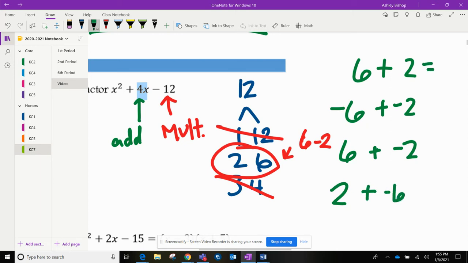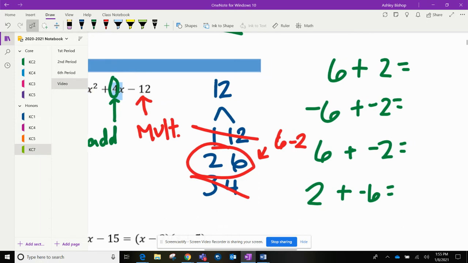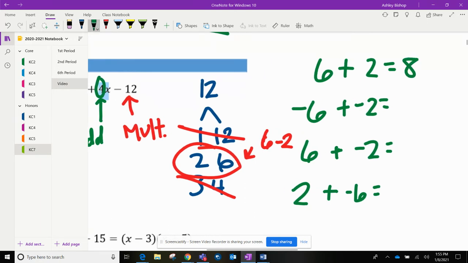And you want to get the number in the middle. The number in the middle here was 4, so I want to see which one gets me 4. Only one of these options will work. 6 plus 2 is 8. That's not 4, not what I want. Negative 6 plus negative 2 is negative 8. That's not what I want. You can check these in your calculator. 6 plus negative 2 is 4.